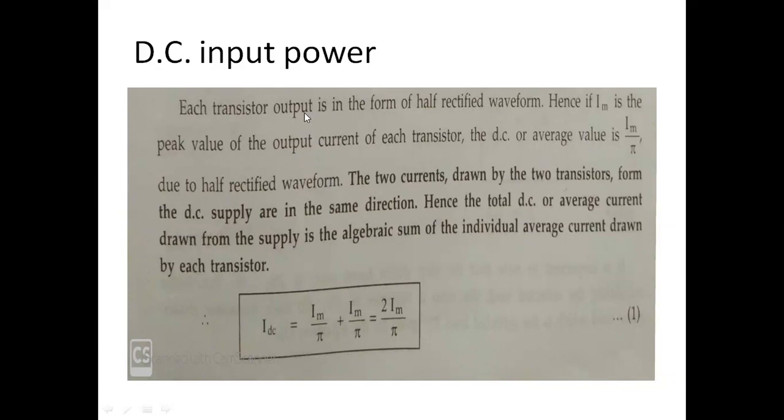Because of the first transistor we have some current, because of the second transistor we have some current, and those two currents flow in the same direction, and the total current becomes IM by pi plus IM by pi, and that will be 2 IM by pi. IM by pi is the DC or average current of the first transistor, and IM by pi is the second transistor's DC or average current value. And total DC current becomes IDC is equal to 2 IM by pi.